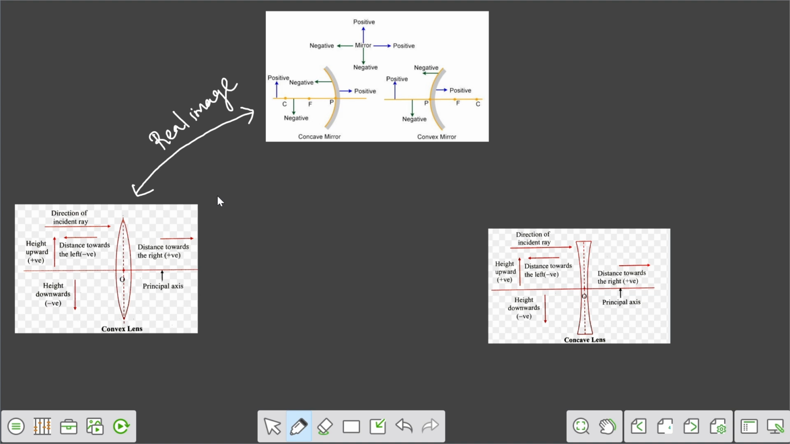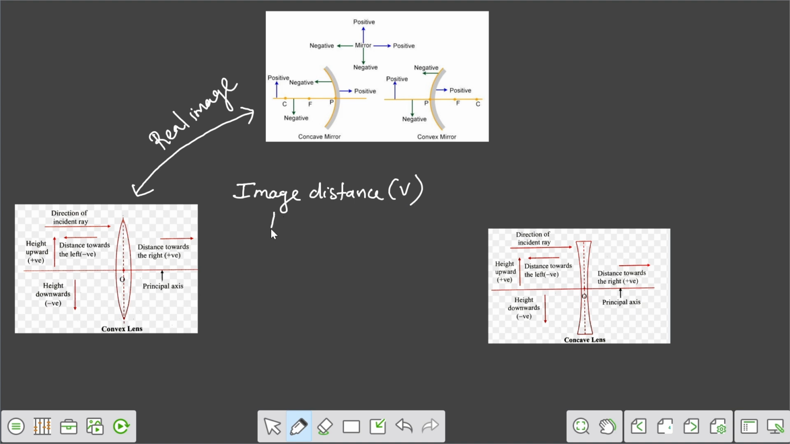Okay, now let's move on. Let's see each of them one by one. I'll tell you the thing which varies here, that changes here. That is image distance. It is denoted by V.